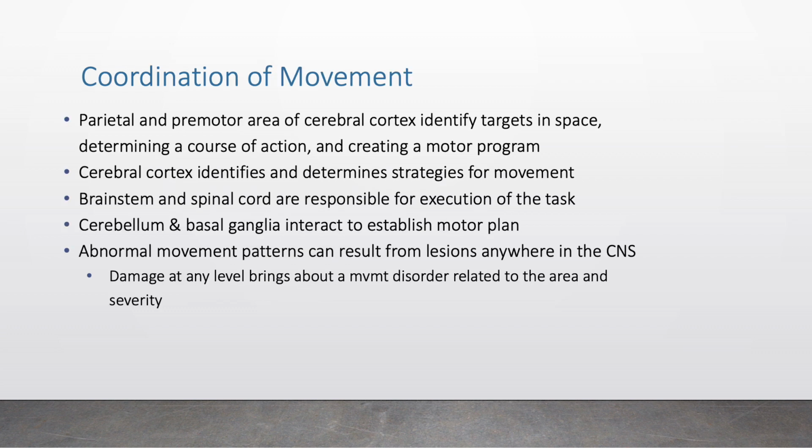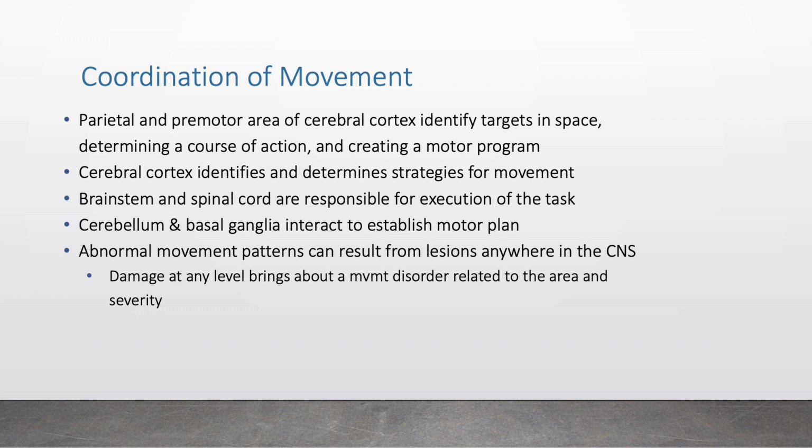The parietal and premotor areas of the cerebral cortex play crucial roles in identifying targets in space, determining actions, and creating motor programs. The brainstem and spinal cord are responsible for executing motor tasks initiated by the cerebral cortex. The cerebellum and basal ganglia interact to establish motor plans, coordinate movements, and regulate posture and balance.